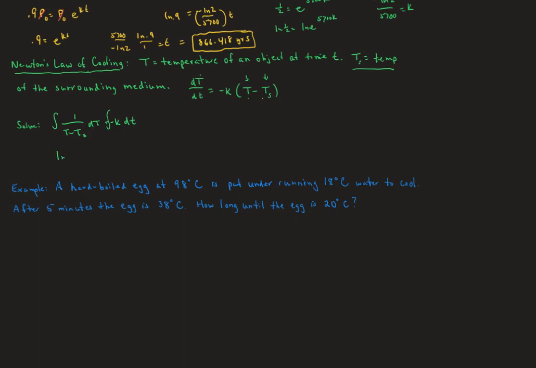Now we've separated the variables, so we can integrate both sides, and we're going to get on the left side the natural log of the absolute value of T minus T sub s. On the other side, that k is a constant, we're integrating with respect to little t, and we're going to put the constant of integration on the right side. So we're going to do our exponentiate both sides idea, and that's going to become capital T minus capital T sub s equals C e to the negative kt.